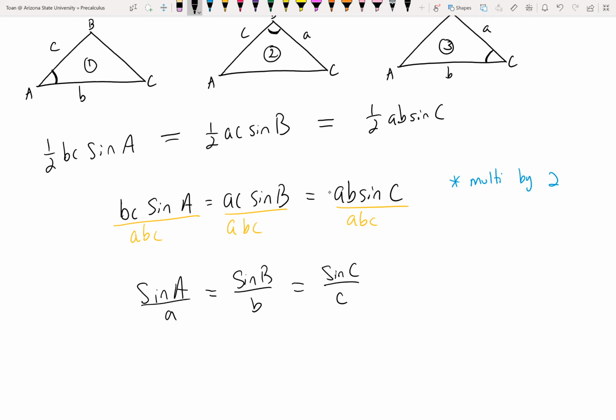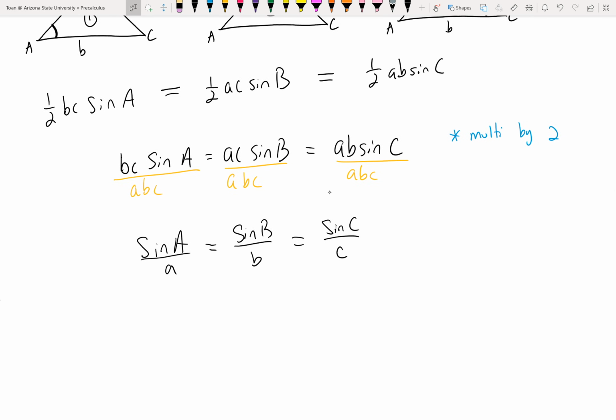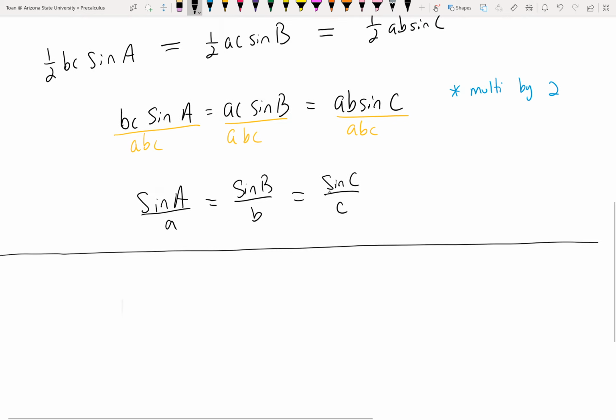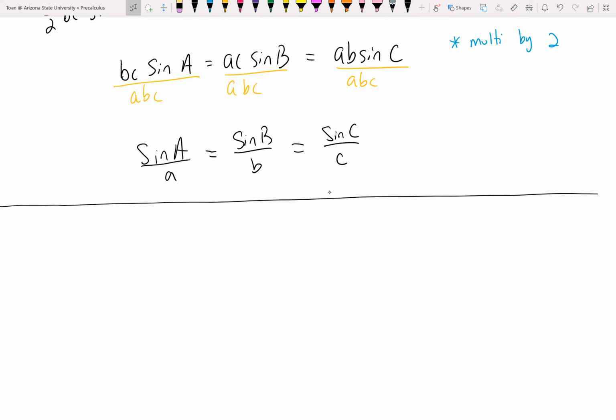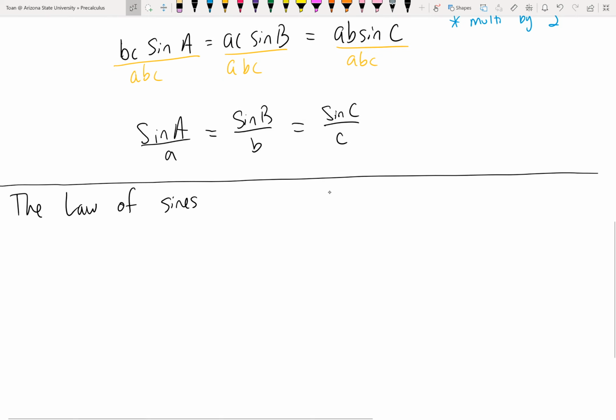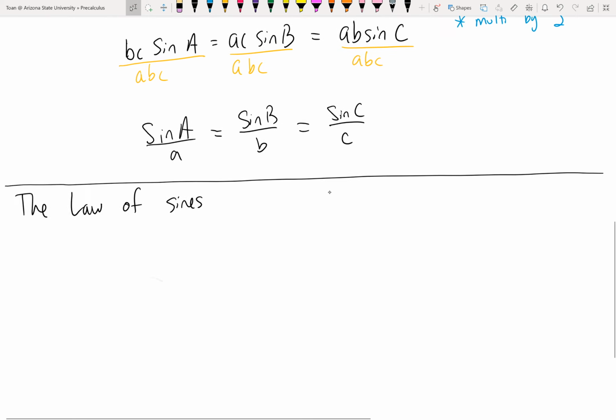Now, this is a sort of interesting relationship here. We got sine A matched with its letter A, sine B matched with its letter B, sine C matched up with its letter C there. This relationship here is what is known as the law of sines. And notice we started with an arbitrary triangle. It wasn't a special right triangle. I didn't say, oh, this works for obtuse. It's for any triangle. So that is the law of sines. It's sort of amazing how math works this way, that these ratios, these proportions are preserved in any triangle.